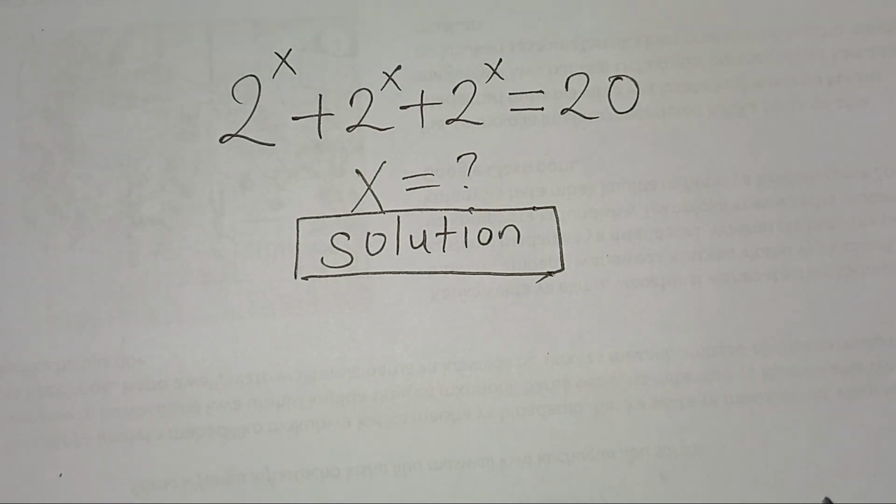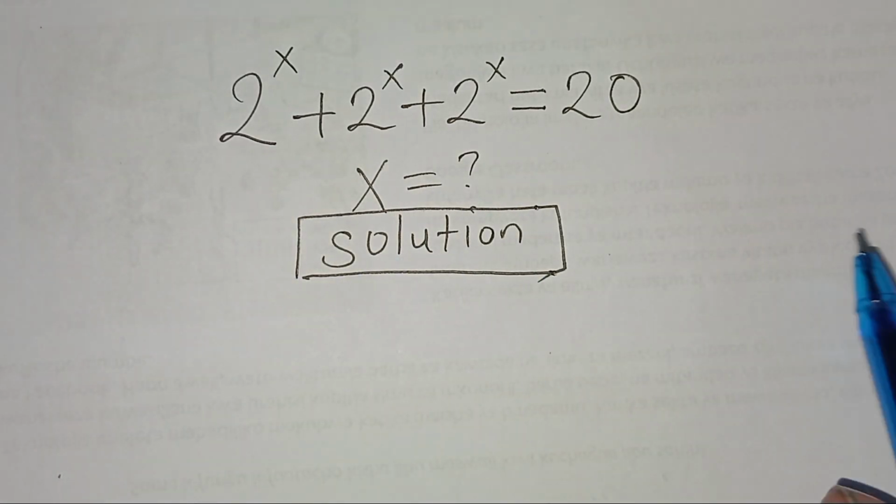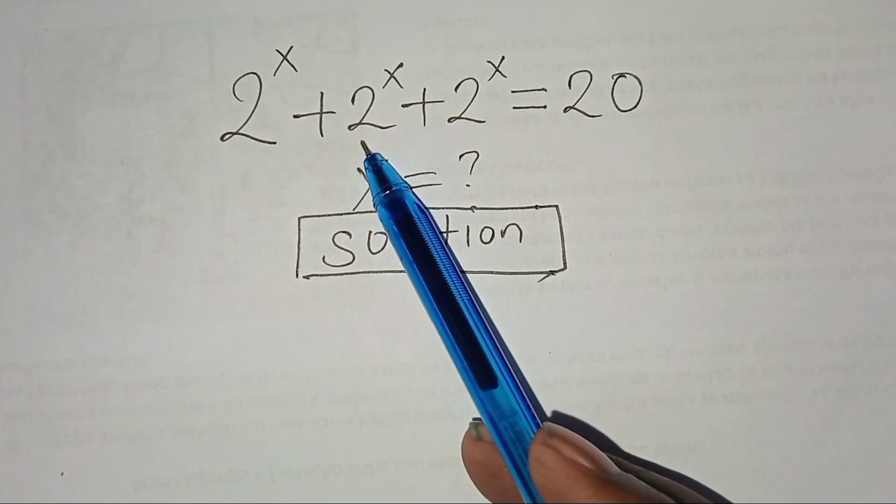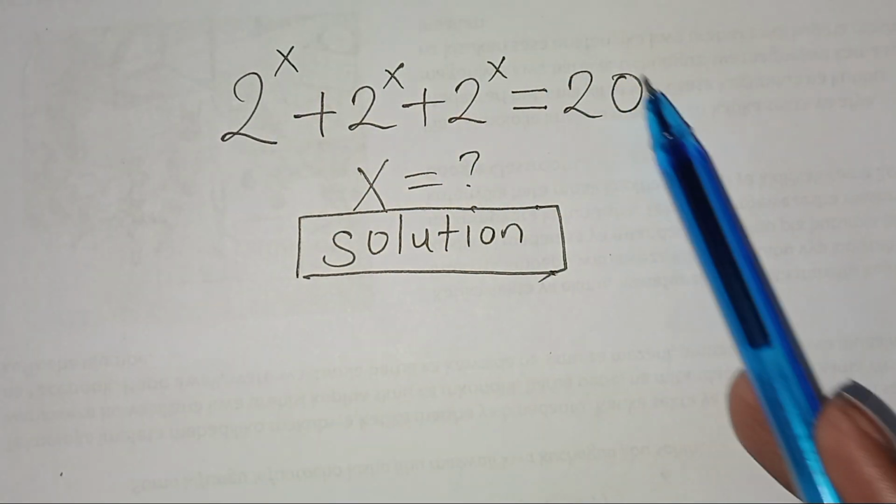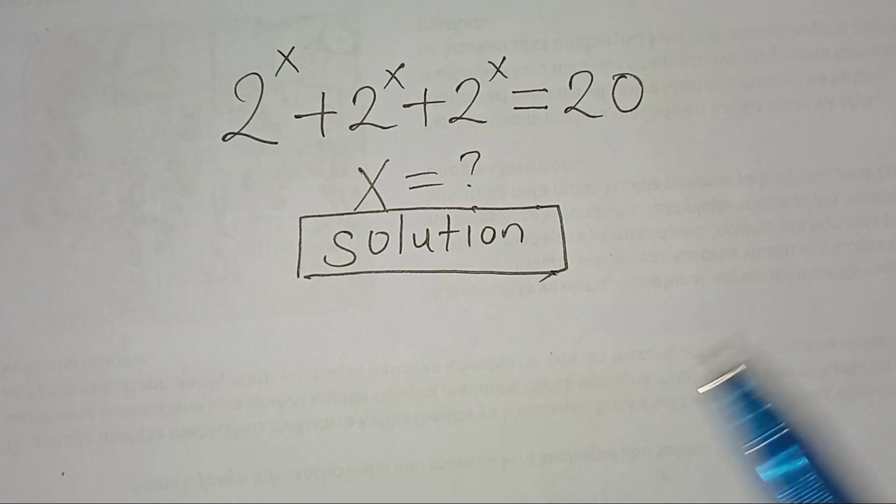Hello everyone, you're welcome to present a solution to this exponential equation, which is 2 to power x plus 2 to power x plus 2 to power x. This is equal to 20. So what is the value of x?